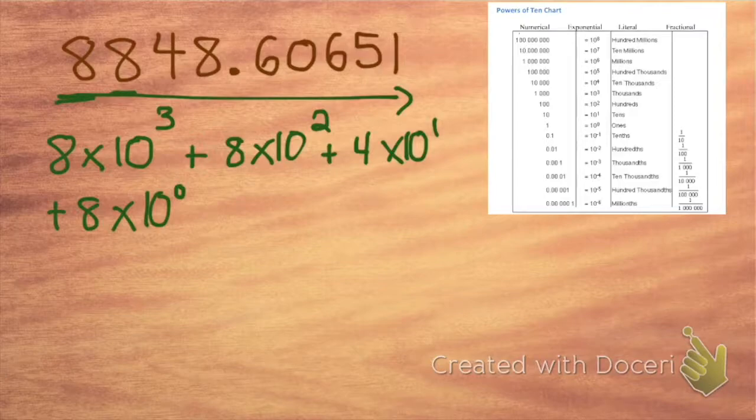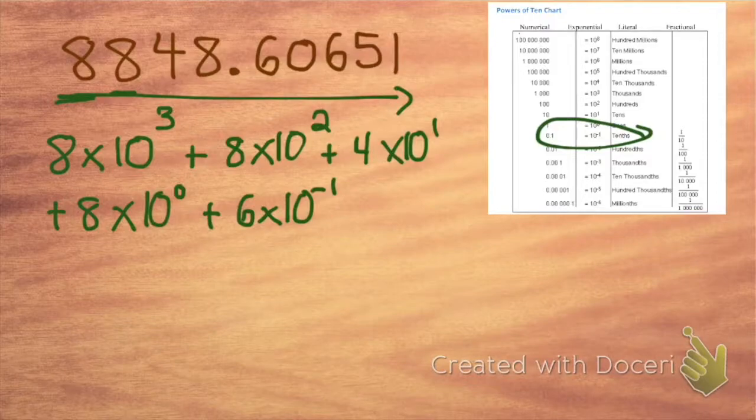Now we're going to talk about the right side of the decimal, which starts with the number 6. We're going to multiply this by 10 to the power of negative 1 for a few reasons. 1, because it's in the tenths column, and anything in the tenths column is 10 to the power of negative 1. And 2, because I see here that I was at 0, and so the next one coming after it, I know, is negative 1.